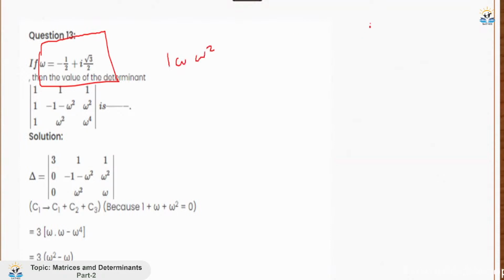And the properties of cube roots of unity is 1 plus omega plus omega square is equal to 0 and omega cube is equal to 1. ठीक है. और ये तो पता ही है कि ओमेगा बार is equal to omega square. These are the properties of cube roots of unity. So मेरे को ये वाला determinant दिया हुआ है. So basically मैं क्या कर रहा हूँ, I need to make these two values to be 0.